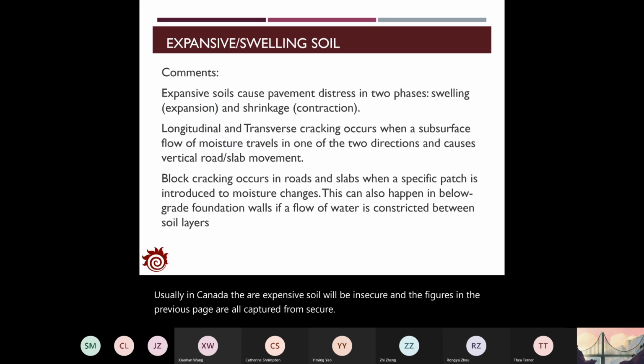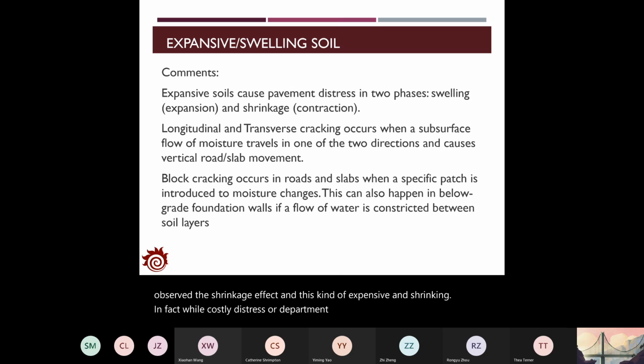So in summary, the expansive soil can cause pavement distress in two aspects. First is the swelling. The second one is the shrinkage. This is caused by the changing of the water content. For example, if there are some rains, the water content will increase, and then it has an expansive effect. And on sunny days, the water content will reduce. Then you will observe the shrinkage effect. And this kind of expansive and shrinking effect will cause the distress of the pavement structure.